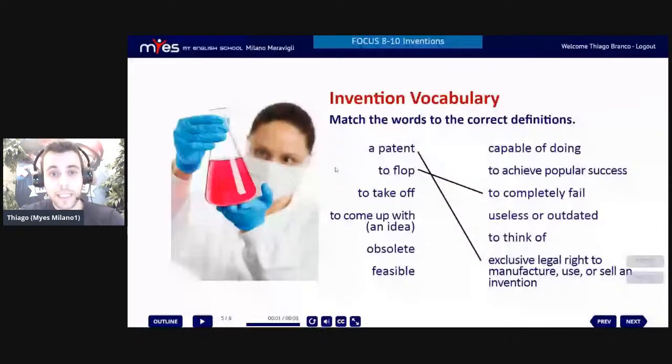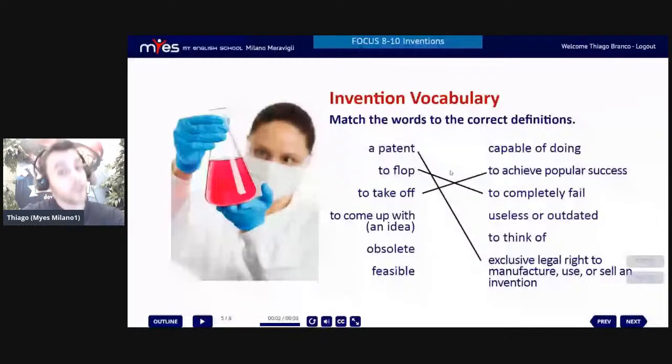The opposite of to flop, we have to take off. This is used a lot also in the context of traveling. If you're flying, your plane takes off. You can also use it if your product is successful, if you were able to sell a lot of units, for example, you can say, my invention took off. It achieved success.